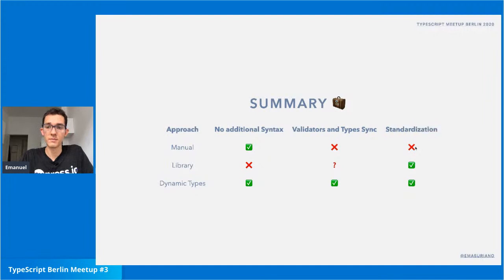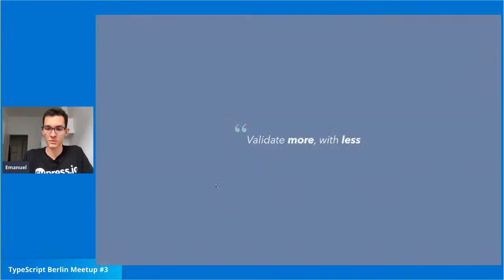So that's not covering manual. You need to do it. You need to create your own standard inside your team. And when you jump into a library, normally there is a way to do it. And this is very funny because dynamic types, given that they're using a library under the hood, have this point covered. So overall, of all these approaches, the one I really recommend going through is dynamic types. So I just want to close with this phrase, which is: validate more by doing less.